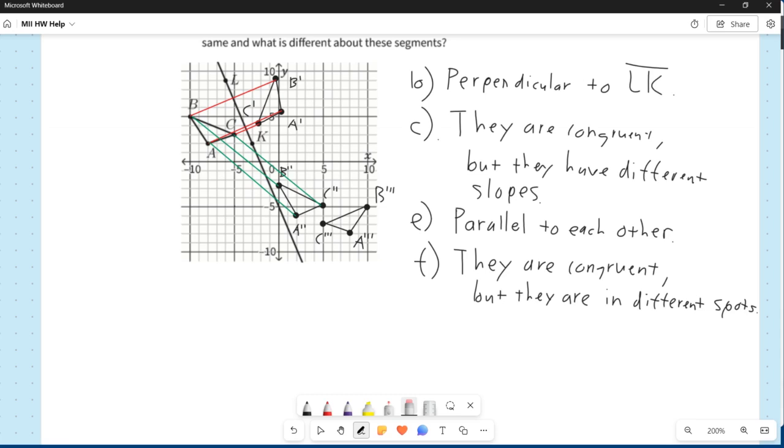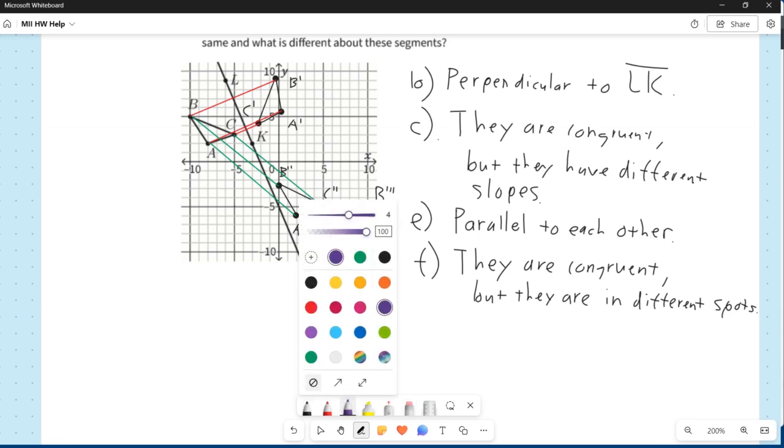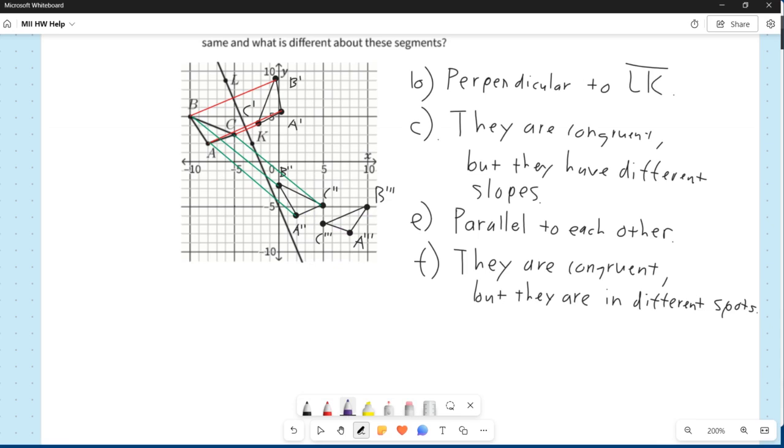So A to A triple prime. All right, we'll, I guess, use purple this time. And go with there. So A to A triple prime. All right, this is going to overlap with a whole bunch of stuff, so it's going to look a little crazy, but we're almost done. So A to A triple prime, B to B triple prime, and C to C triple prime. Oof.